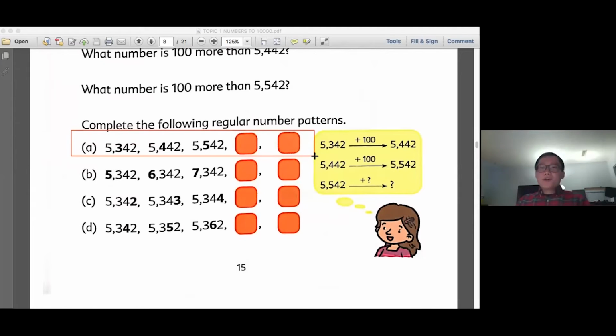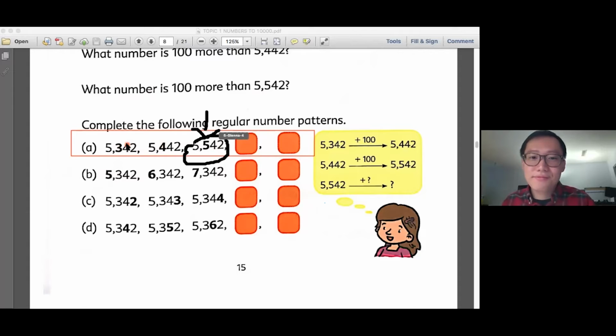Before we find patterns, we have to look at the numbers very carefully. We start with the number 5342, and the next number is 5442, and the next is 5542. If you look closely, every number is always one hundred more than the previous one. So Faye, you raised your hand. Do you have any input?